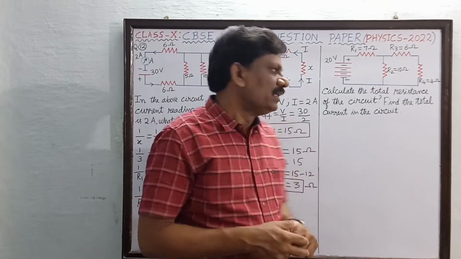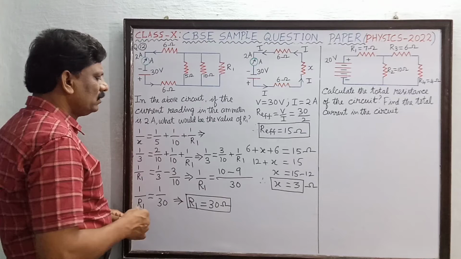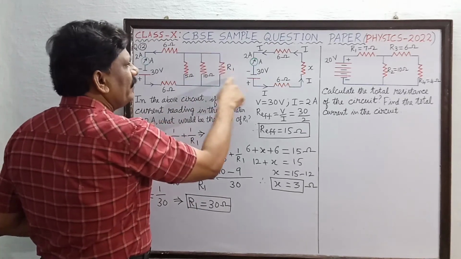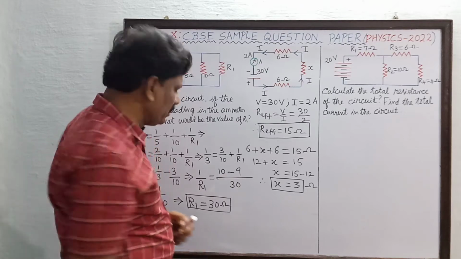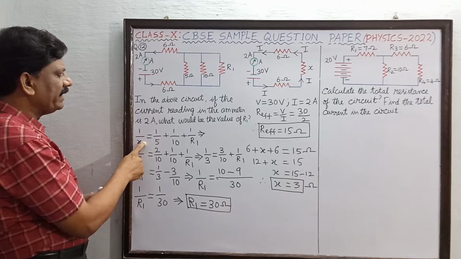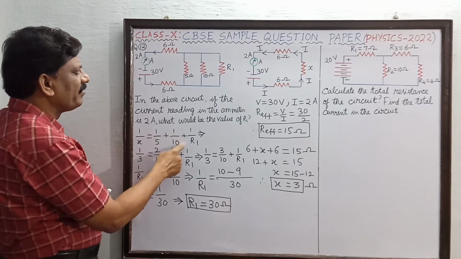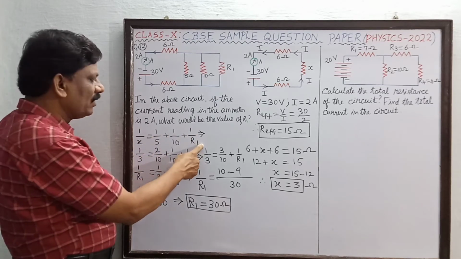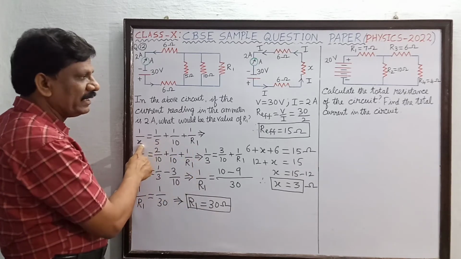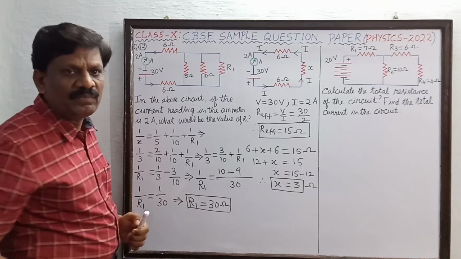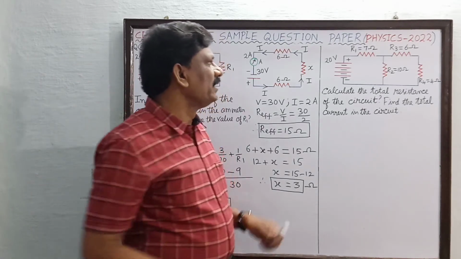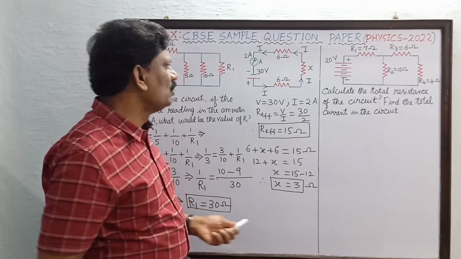Now if you want to verify this value in this circuit, you can check that 1 by X is equal to 1 by 5 plus 1 by 15 plus 1 by R1. In this you can write 1 by 30. Understand? So that you will get X is equal to how much? 3 ohm. If you want, you can verify once again. Okay children, I hope you have understood the first sum, how to do this.